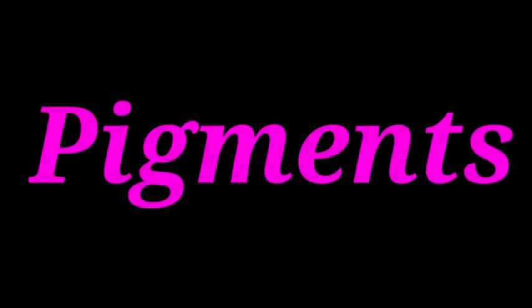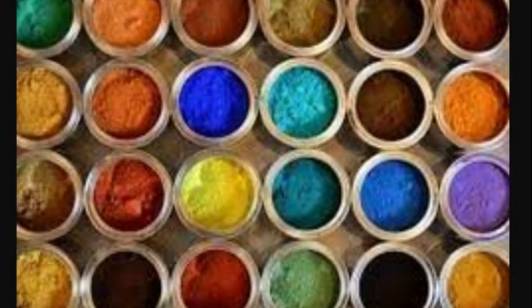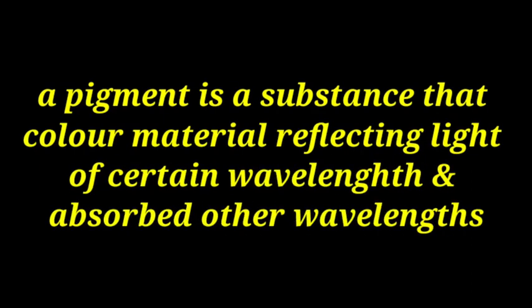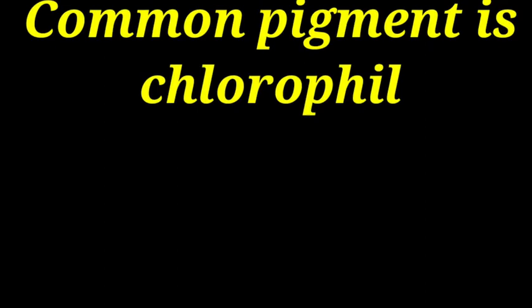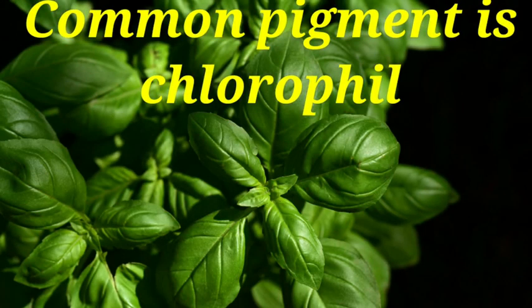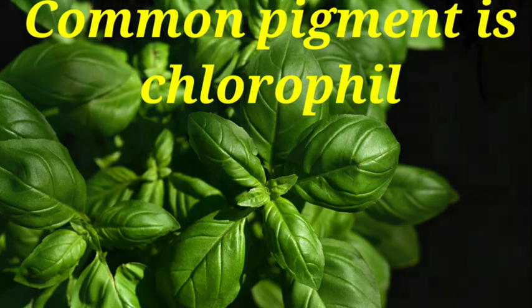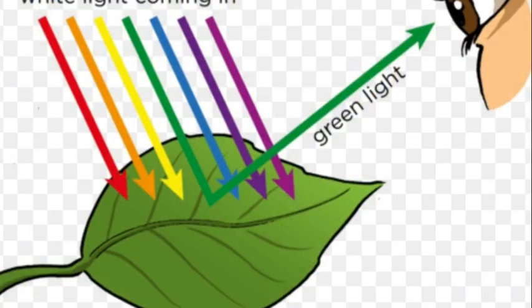Pigments. Many objects have color because they contain pigments. A pigment is a substance that colors material by reflecting light of certain wavelengths and absorbing light of other wavelengths. For example, a common pigment is chlorophyll, which is found in plants. Chlorophyll absorbs all the light except green. That's why plants appear green in color.